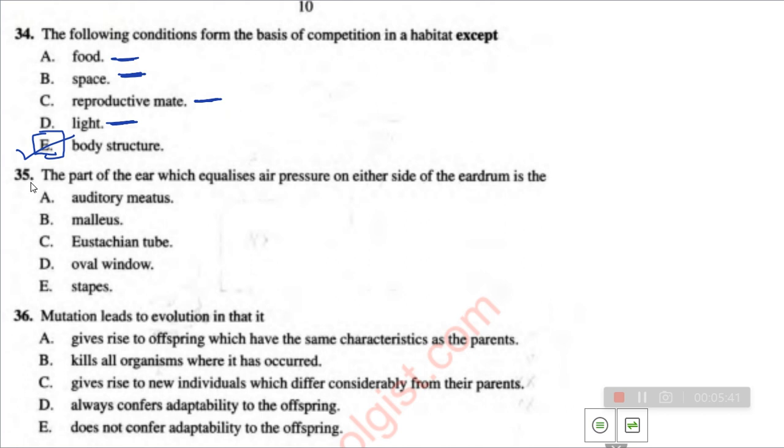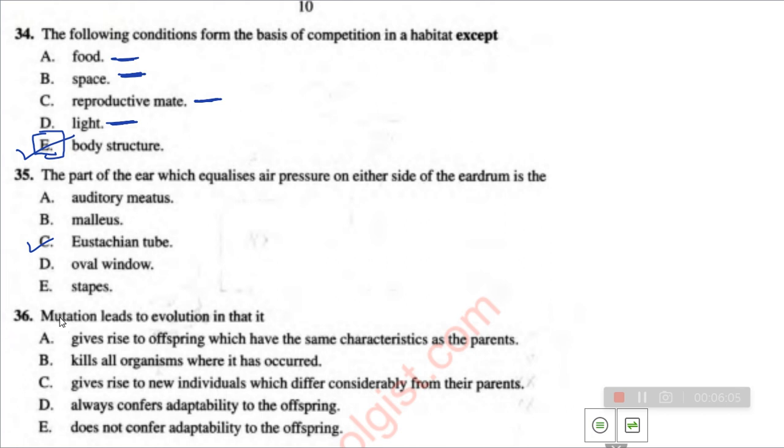Number 34: the part of the ear which equalizes ear pressure on either side of the eardrum is the what? The answer is the eustachian tube. This is the eustachian tube that equalizes ear pressure on either side of the eardrum. So take note of that.